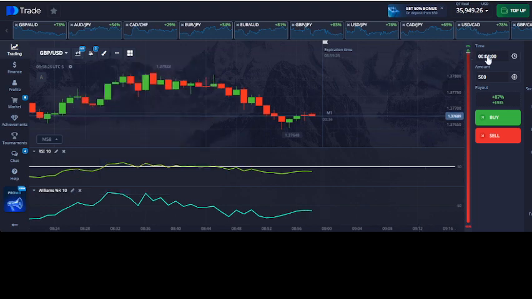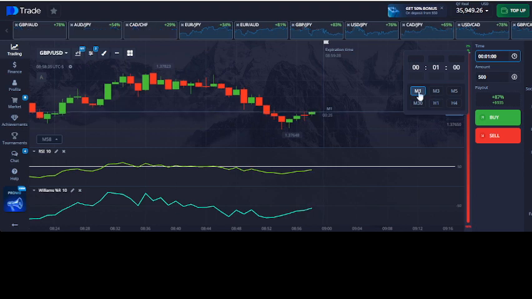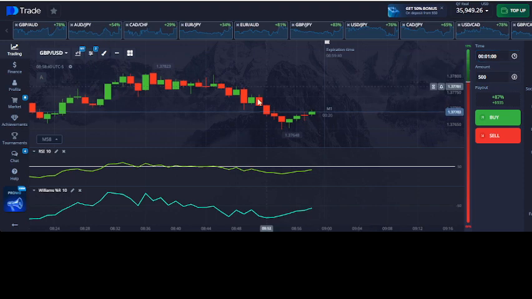And for my trade timer, I also have the trade time set to 1 minute here. So I'll be taking fast 60-second trades while looking at 1 minute candles. Okay, so what I'm going to do now is I'm going to pause the video and look for some setups.